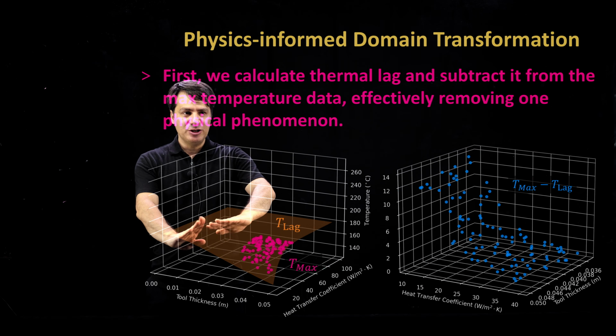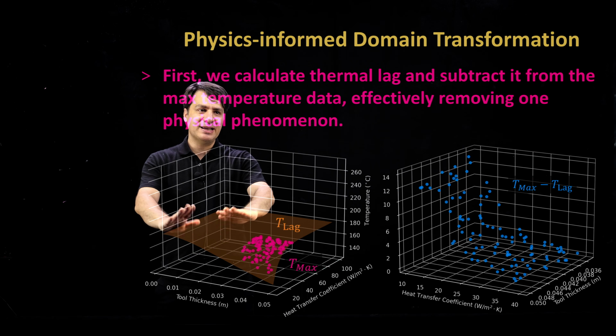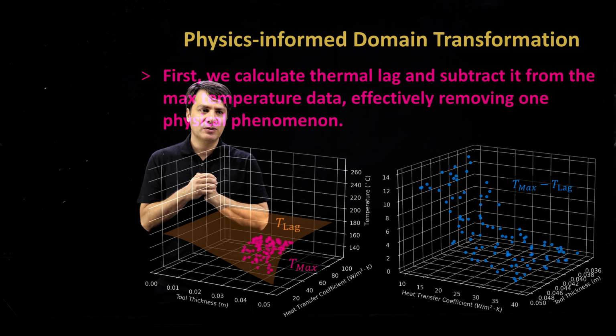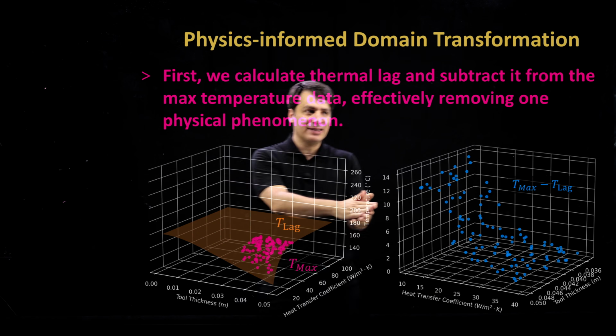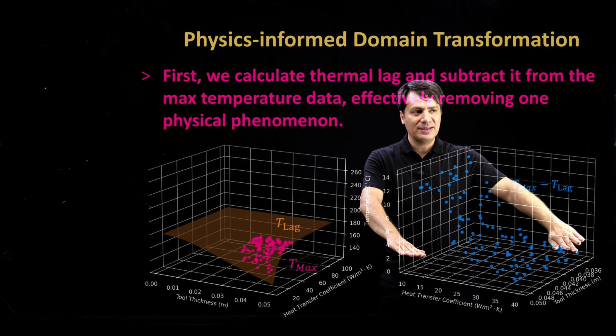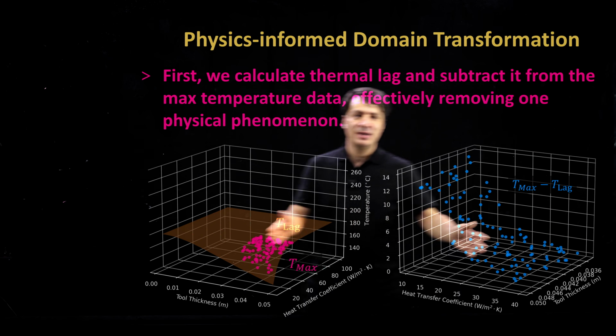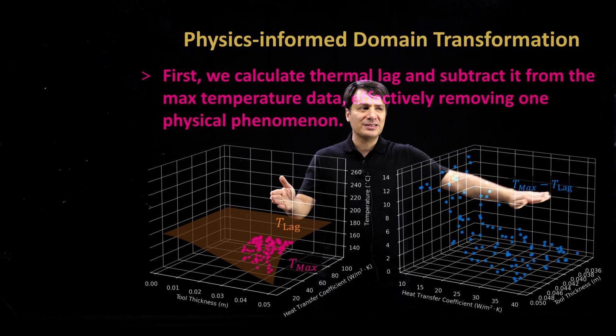If you get your initial data points in the corner, the closed form equation, which is T-lag, is shown here. This is the surface with the yellow label T-lag. If you look at the difference between Tmax and T-lag, we will get this new domain. The x and y are tool thickness and heat transfer coefficient. Instead of predicting the maximum temperature here, we are predicting Tmax minus a closed form equation representing one of the physics, T-lag.